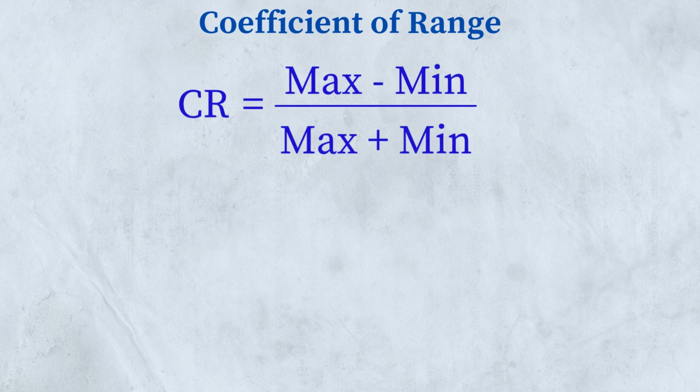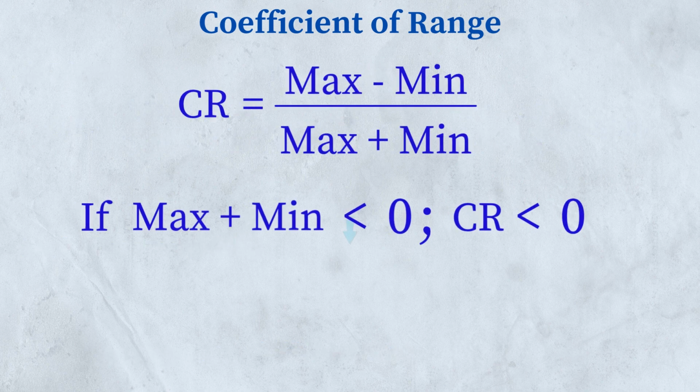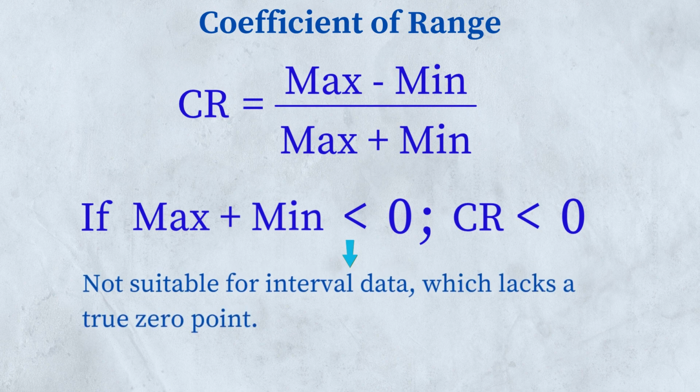Similar to the coefficient of variation, the coefficient of range is useful only for ratio data, as negative values can misinterpret its meaning. Additionally, it is highly sensitive to outliers, as its calculation depends entirely on the extreme values.